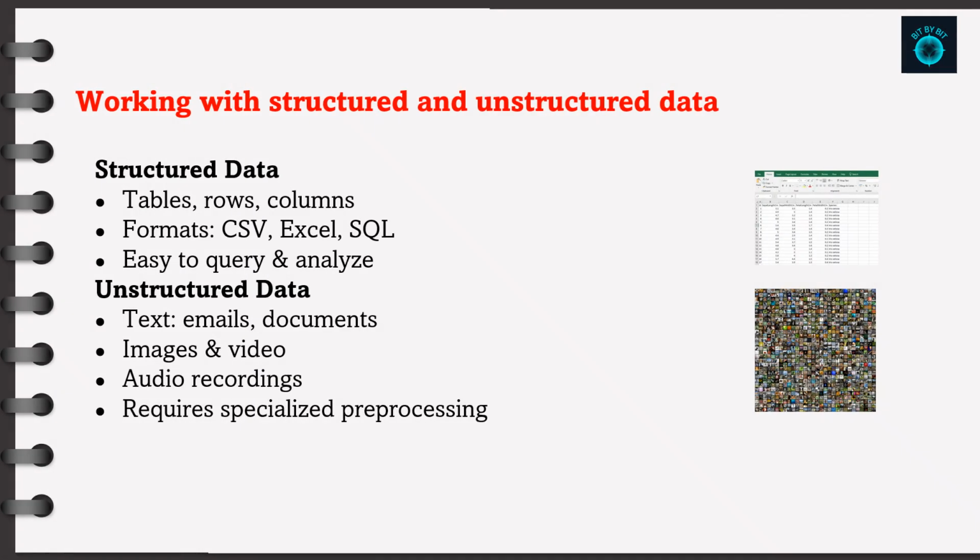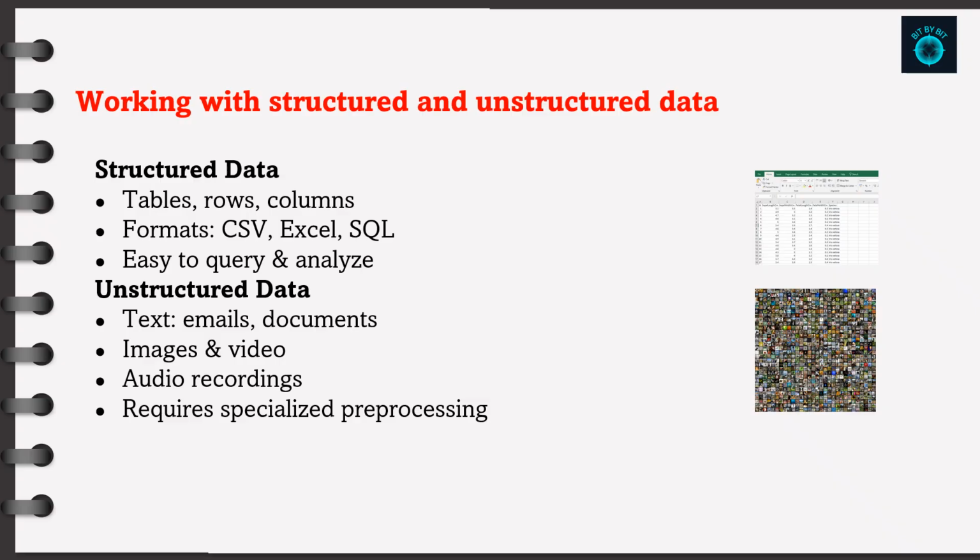Working with structured and unstructured data. In AI projects, data usually falls into two broad categories: structured and unstructured, and each requires a different approach. Structured data is highly organized, stored in rows and columns, and fits neatly into tables. Examples include sales records, customer details, and product inventories. Common formats are CSV files, Excel spreadsheets, and SQL databases. This type of data is easy to query, filter, and feed into AI models after basic preprocessing.